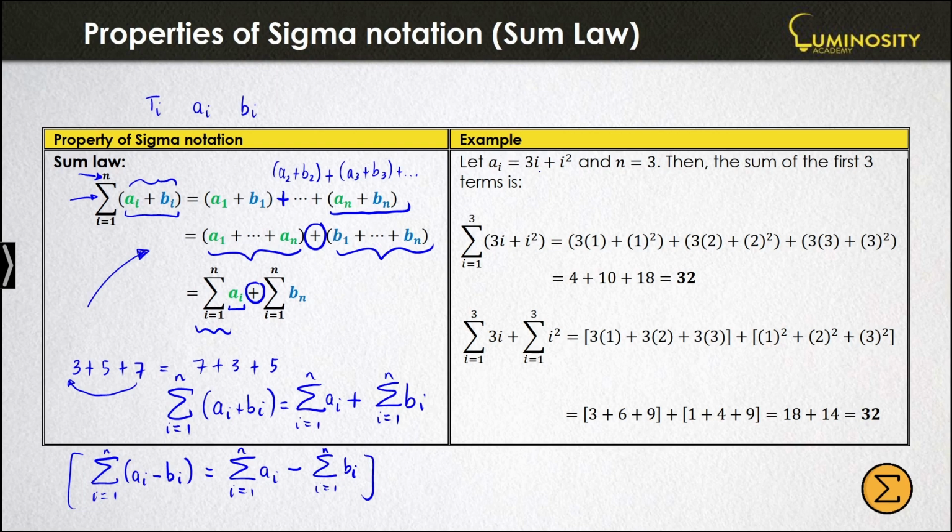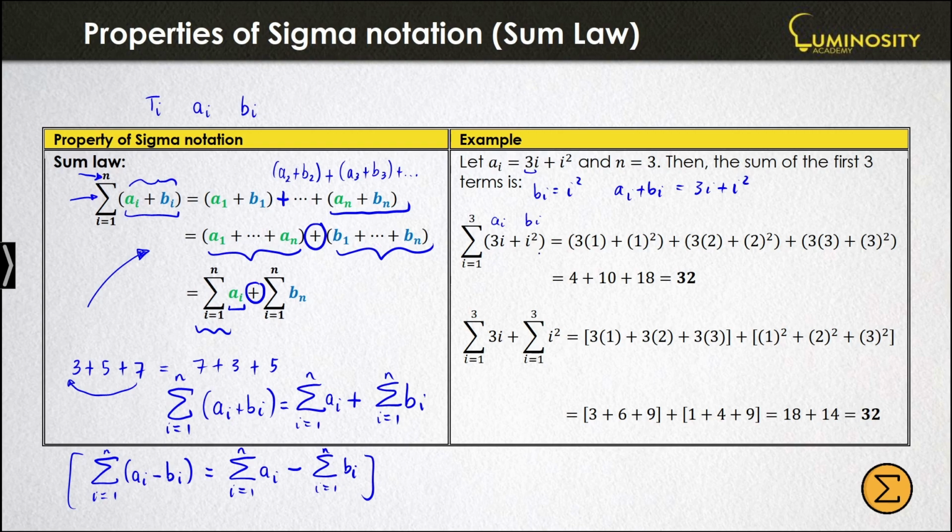Let a_i be 3i plus i squared. Well, rather, a_i just be 3i and then b_i be i squared. Then if you add them, you get a_i plus b_i, which will give you 3i plus i squared. And let n equal 3. So if we want to sum the first three terms of these two different sequences, we can write it as follows. The sum from i equals 1 to 3 of your a_i, which is 3i, and your b_i, which is i squared.